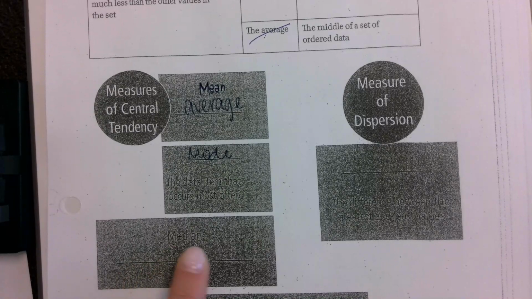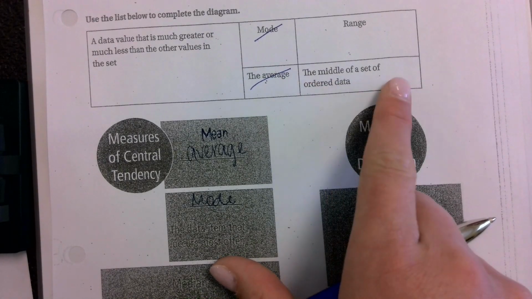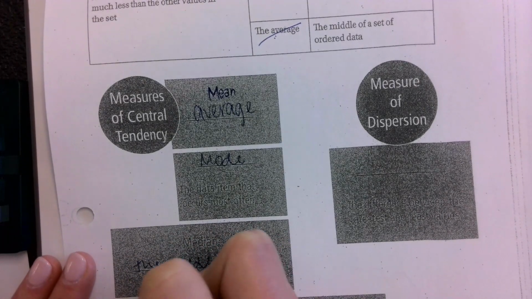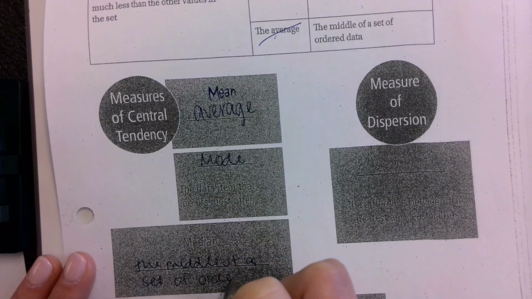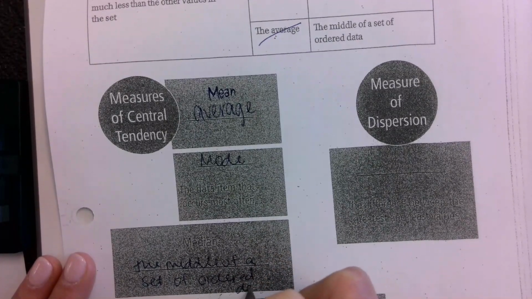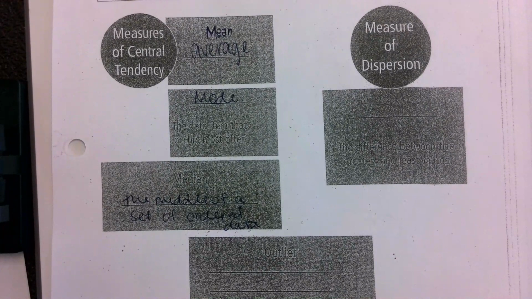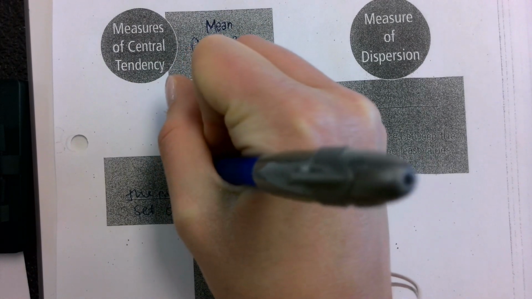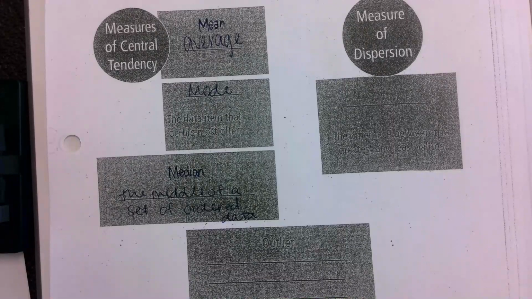Then for the last one here, it says median. Which one's that? The middle. So that's your definition right here: the middle of a set of ordered data. So your measures of central tendency are just mean, median, and mode.